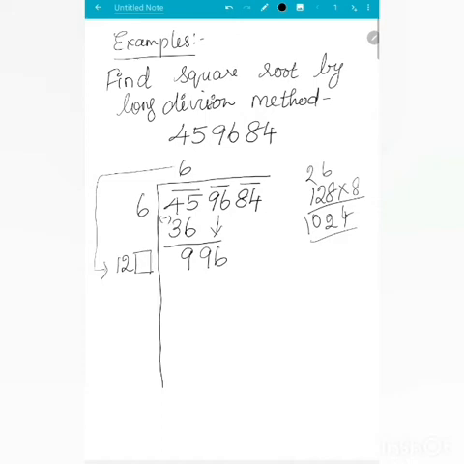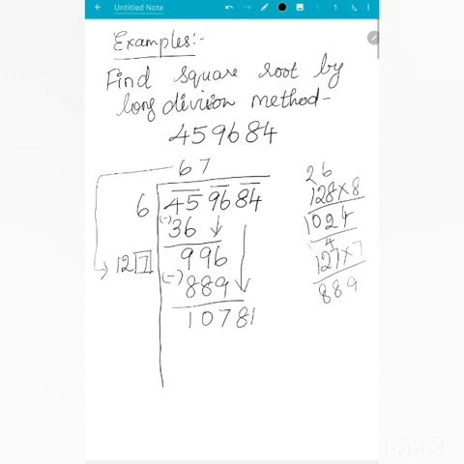So which number do you have to take? 127. That is 7. Okay. 7 7s are 49. 7 2s are 14. 14 plus 4 is 18. 1 7 is 7. 7 plus 1, 8. So 7. So let me take 889. Again 996 minus 889. What will we get here? 107. Isn't it? So let me take the next 2 numbers.